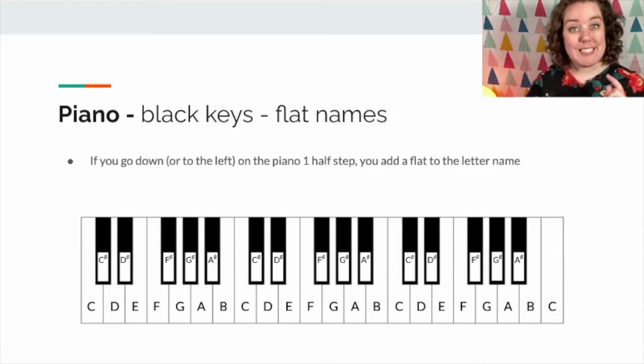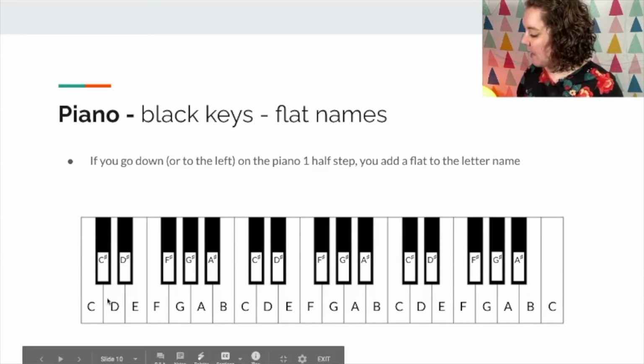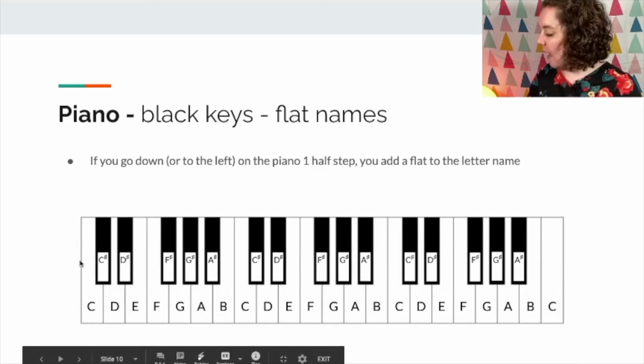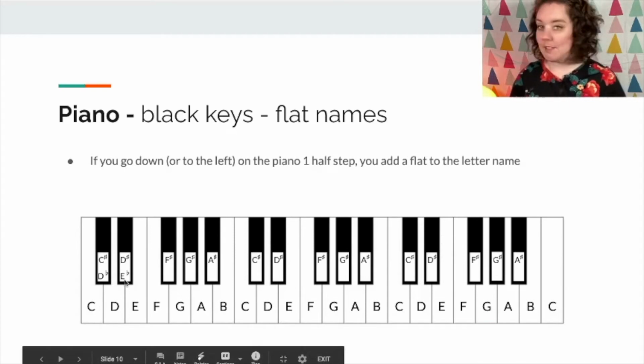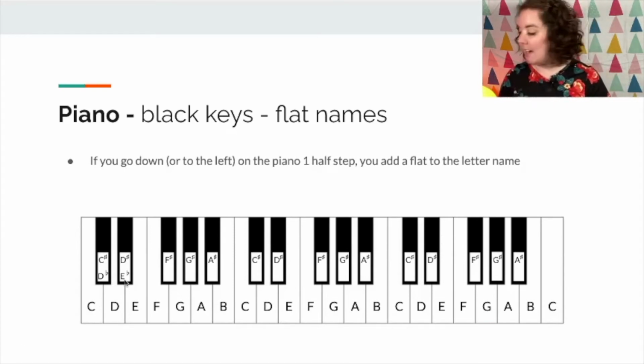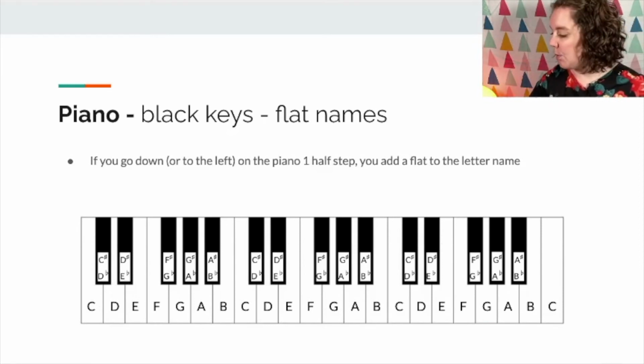Flat names. If you go down on the piano, or to the left, a half step from a white key, you'll find its flat name. So for instance, if I go down a half step from this D, I would find D flat on that black key. If I go down a half step from this E, I would find E flat on this black key, and so on and so forth for G flat, A flat, B flat, and then the rest of the piano.